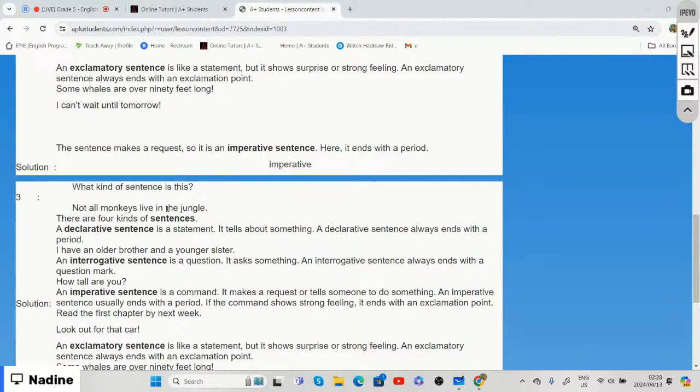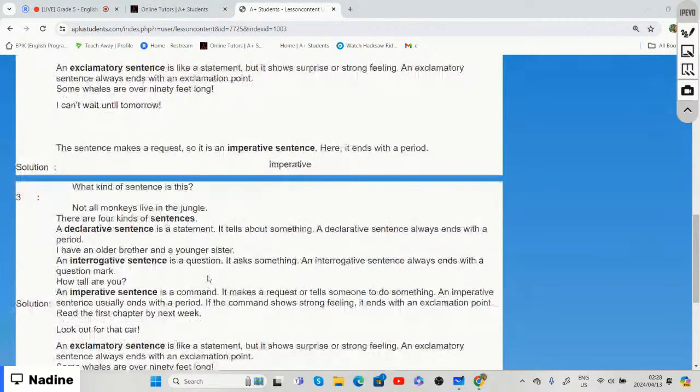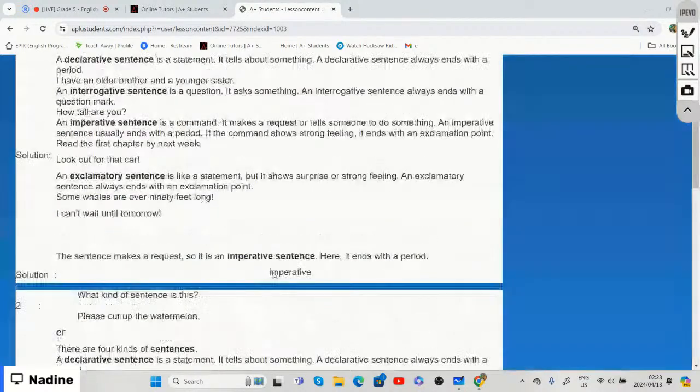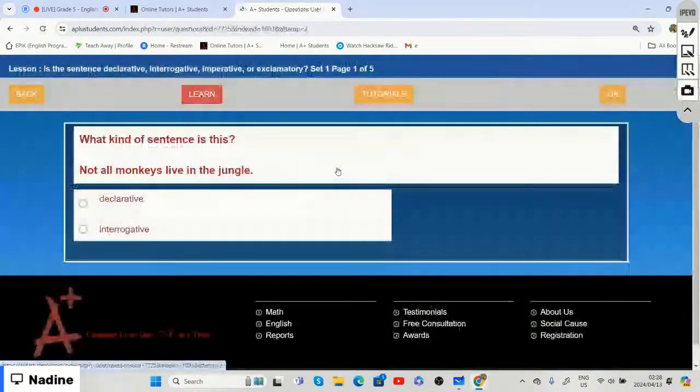All right. So here we say not all monkeys live in the jungle, and we see that that is a declarative sentence. All right. So now we're going to our test, right? And once again, we have four kinds of sentences: declarative, imperative, interrogative, and exclamatory. We need to say what kind of sentence this is. Not all monkeys live in the jungle. Is it a declarative sentence or an interrogative sentence?